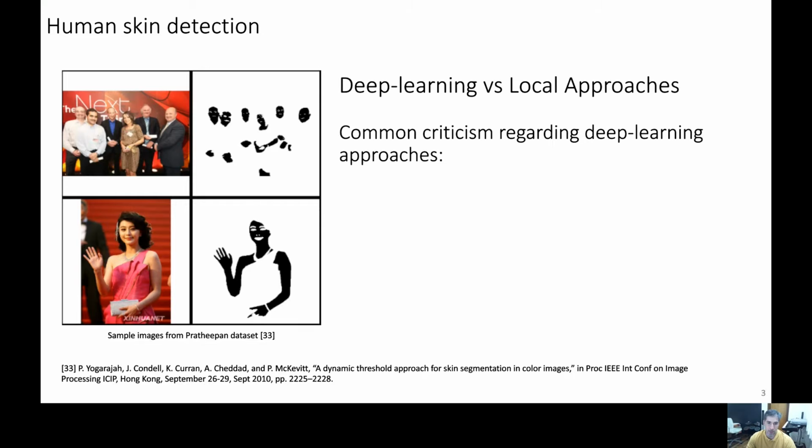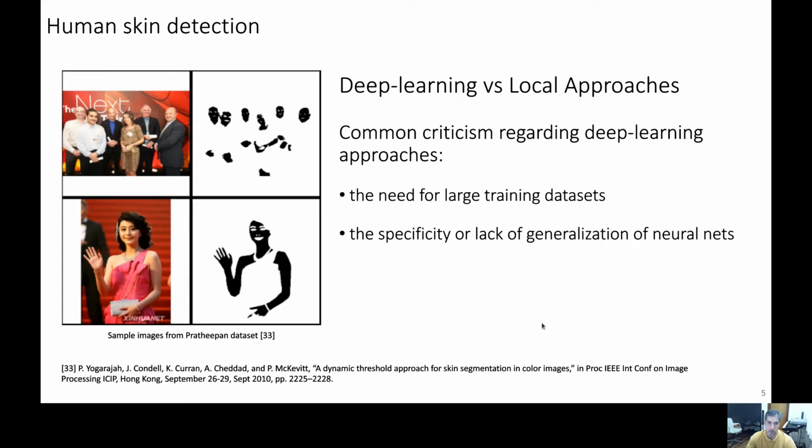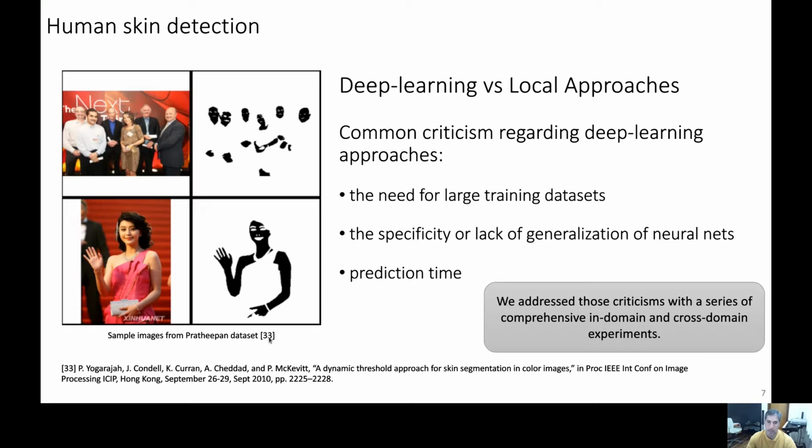Despite all the advances that fully convolutional neural networks have brought for image segmentation, some common criticism is still made to argue that pixel-based approaches are more suitable for skin detection, namely, the need for large training datasets, the specificity or lack of generalization of neural nets, and prediction time. In this paper, we addressed all those criticisms with a series of comprehensive in-domain and cross-domain experiments.